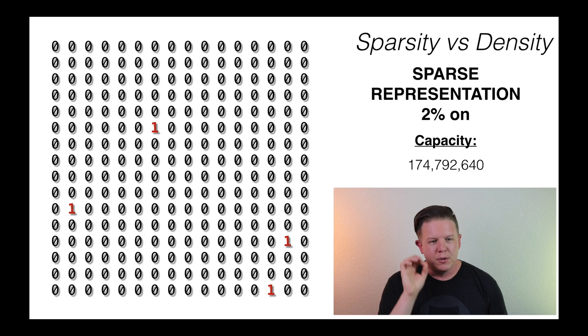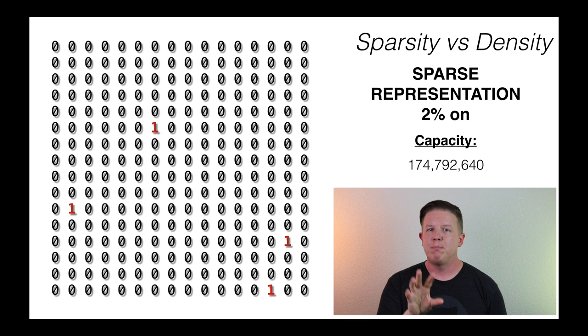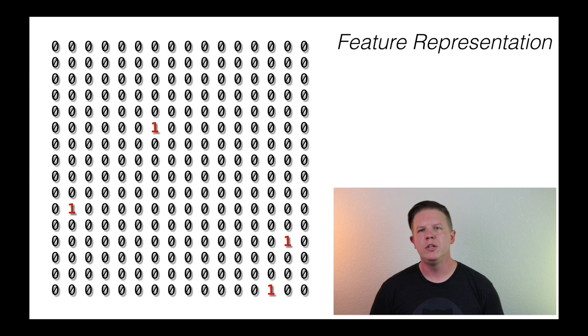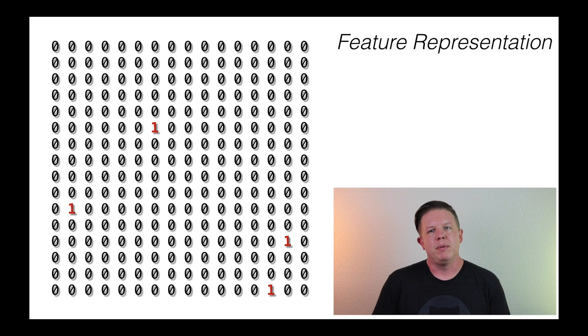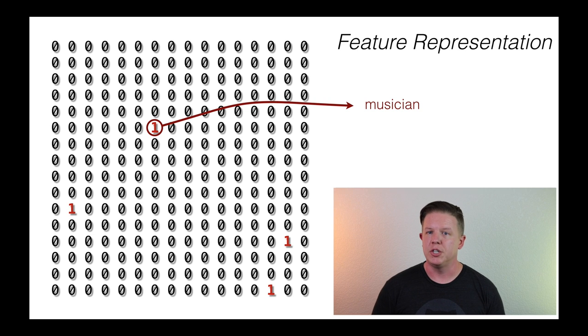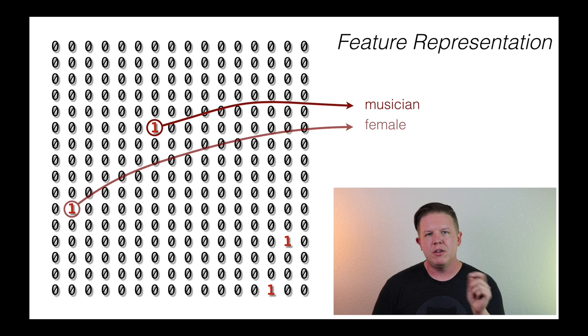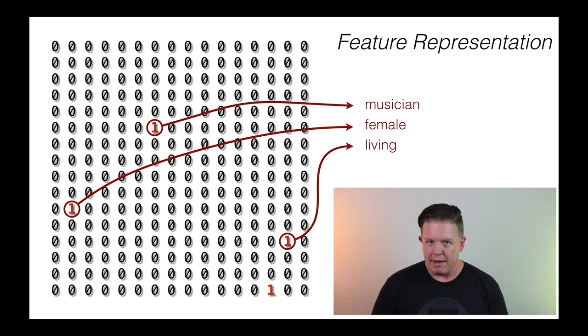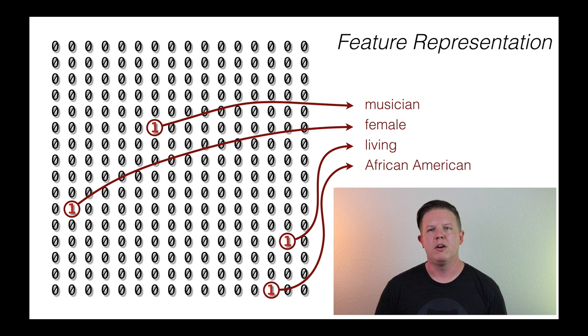But to squeak into the SDR realm, let's talk about this sparse array as a way of representing features. So we could say that these 4 bits that are on might represent features of a population of people, for example. This bit might mean that the person represented is a musician. This bit might mean their gender is female. Another bit could mean that they're currently alive. And another could mean that they're African American.